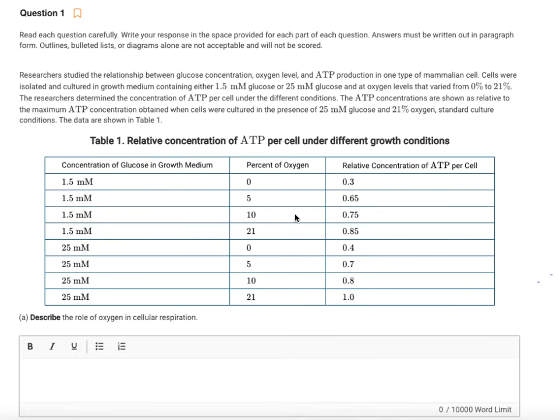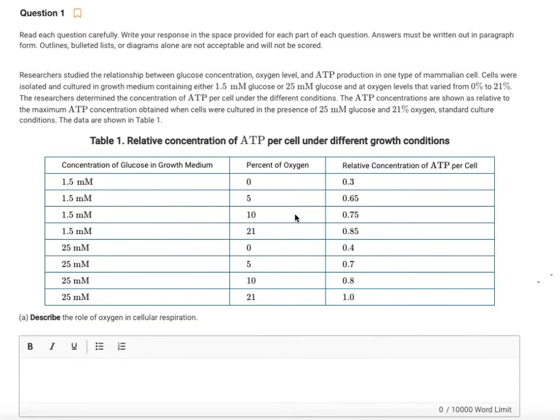So let's take a look at what it actually says. Researchers studied the relationship between glucose concentration, oxygen levels, and ATP production in one type of mammalian cells. Cells were isolated and cultured in growth medium containing either 1.5 millimolar glucose or 25 millimolar glucose, and at oxygen levels that varied from 0% to 21%. The researchers determined the concentration of ATP per cell under the different conditions. The ATP concentrations are shown as relative to the maximum ATP concentration obtained wherein cells were cultured in the presence of 25 millimolar glucose and 21% oxygen, standard culture conditions. The data are shown in Table 1.